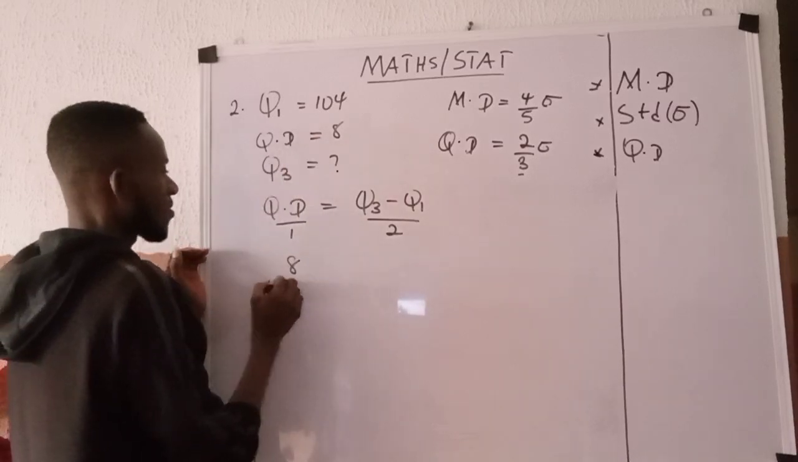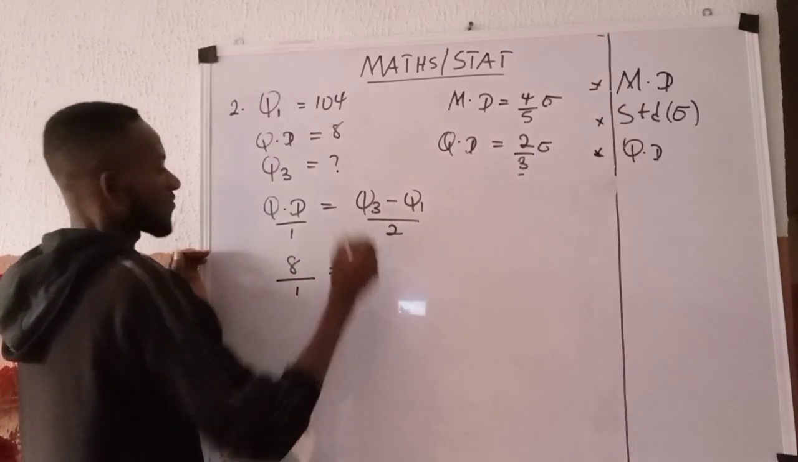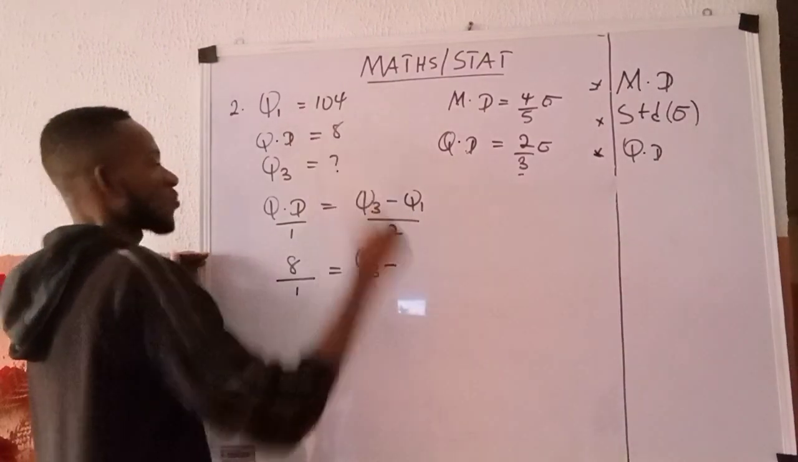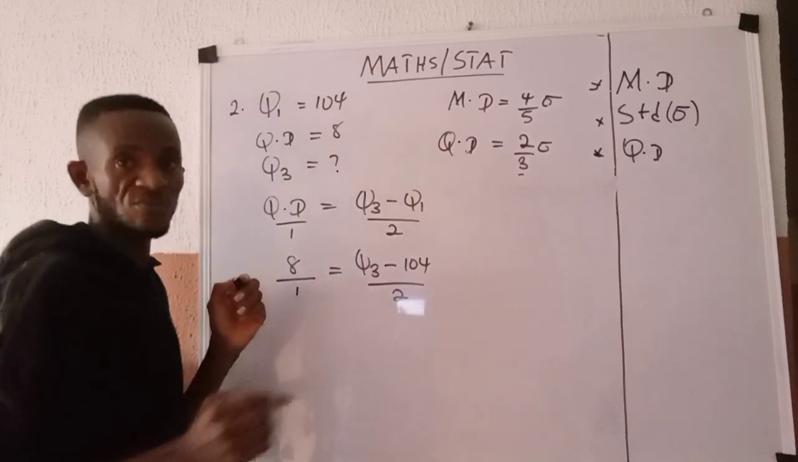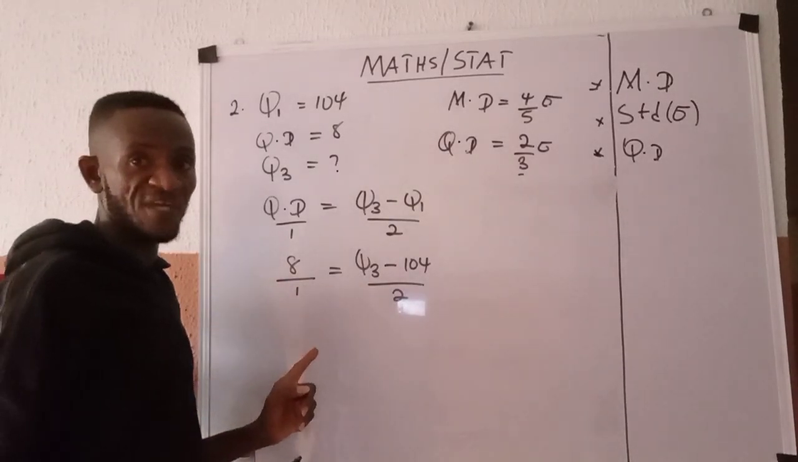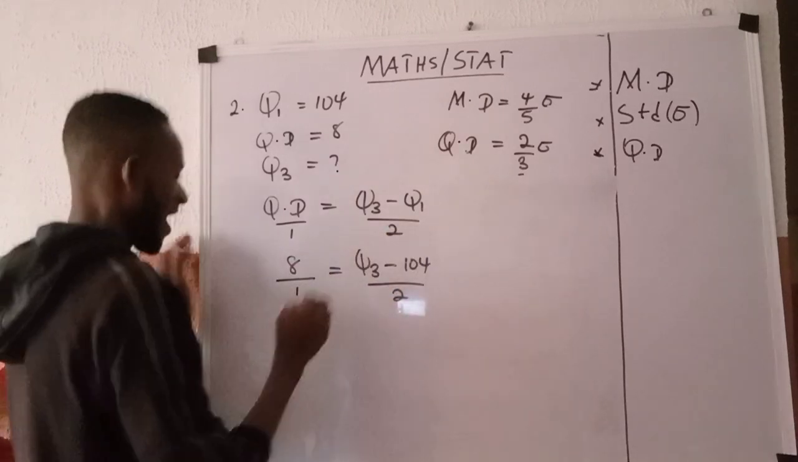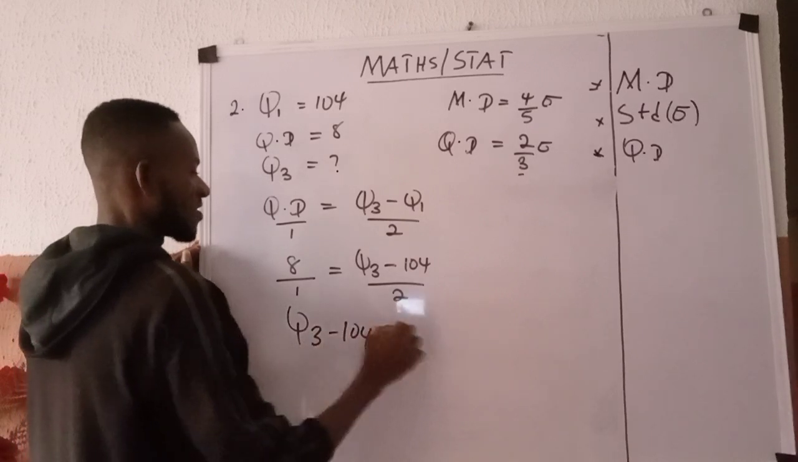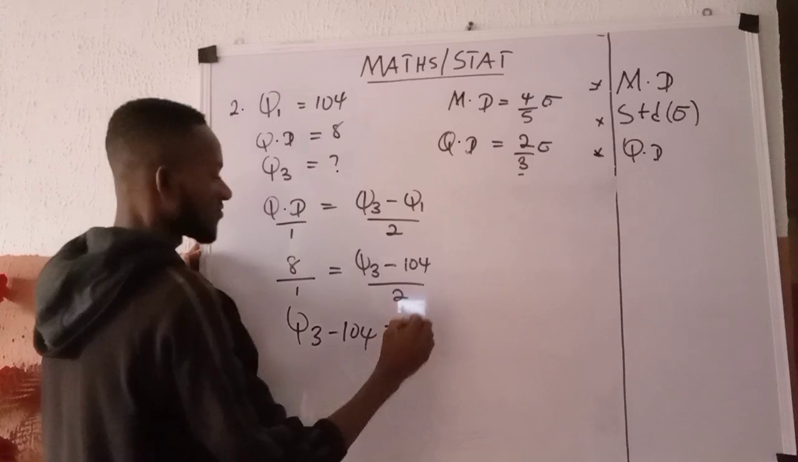I'll have 8 equals, then here is what? I am asked to find Q3, so I'll write Q3 minus 104 all over 2. When one multiplies everything here, it remains everything there. And what I have there becomes Q3 minus 104 equals, then 2 times 8 will give me 16.